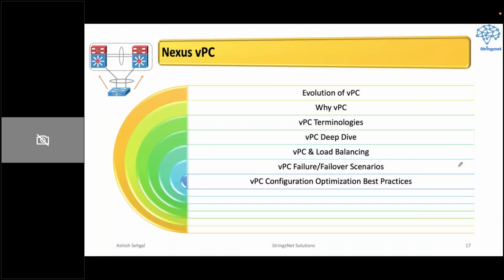VPC, I really need not tell you what is VPC. If you are from a data center background, you know what is VPC. But it is very, very important. It is available with different names on different vendor devices. Whether HP devices or Huawei, all of them have multi-chassis EtherChannel concepts. Cisco calls it VPC. We will be talking in detail about it. There was a time when VPC used to be a very hot question in our interviews.